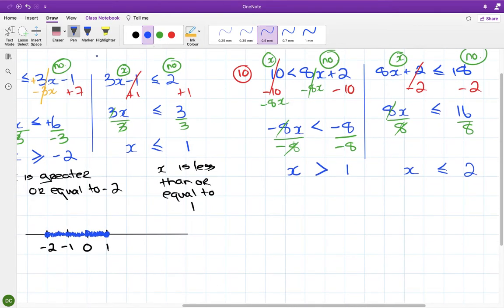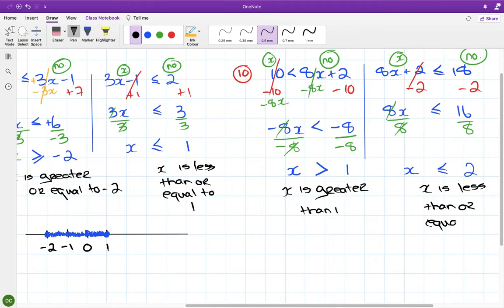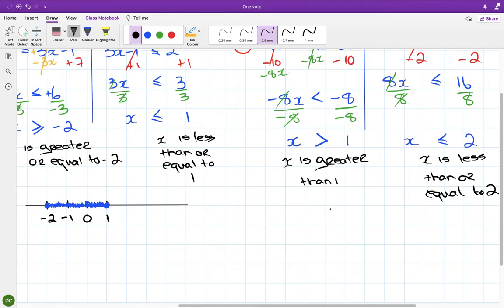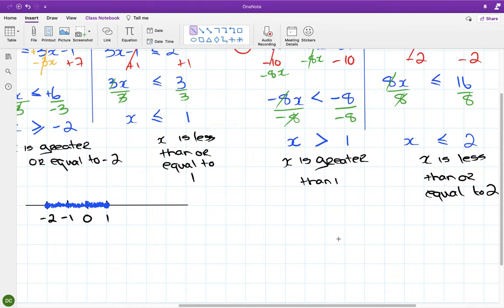Translate, x is greater than 1 and x is less than or equal to 2. Okay, so if it's greater than 1, that means 1 is on the left, and if it's less than 2, that means 2 is on the right. So this is like a tiny little number line.